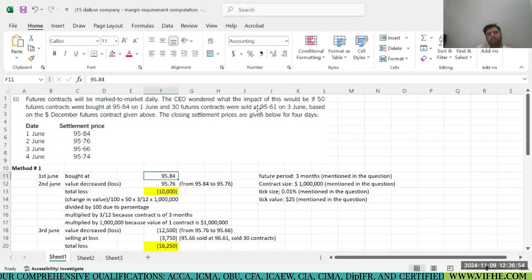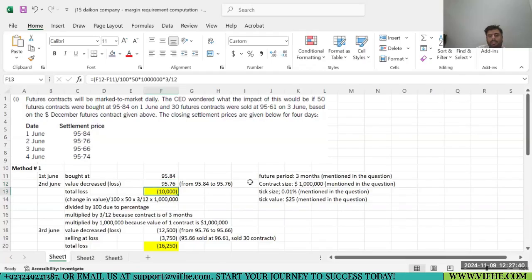Now, you have bought one contract for how much? You bought one contract for 95.84 on 1st of January. On 2nd January, the value decreased to 95.76. So if there is a decrease in the value of what you purchased, is there a gain or a loss? Obviously, there is a loss. You bought something at 95.84. Now it is worth 95.76. So there is a decrease of 0.08, suggesting that there is a loss of 0.08. Agreed?